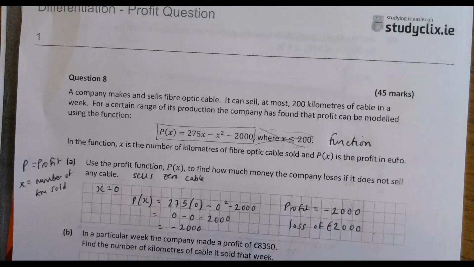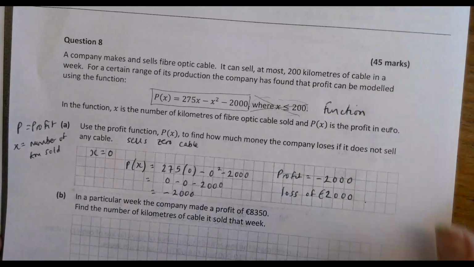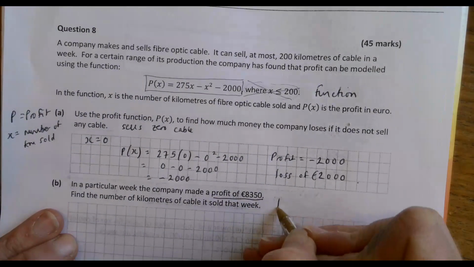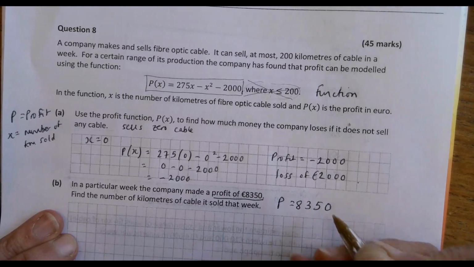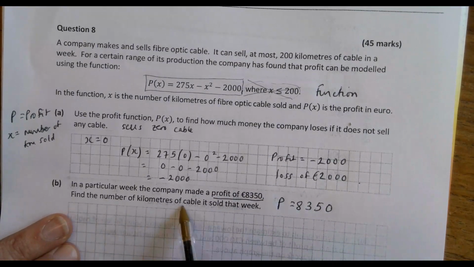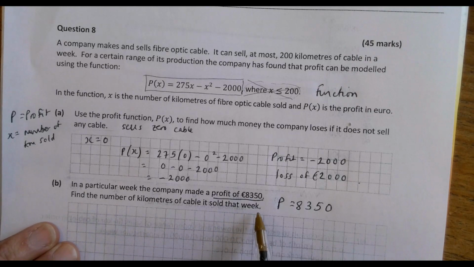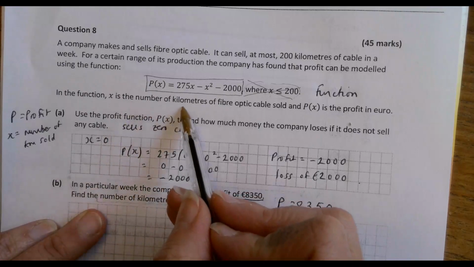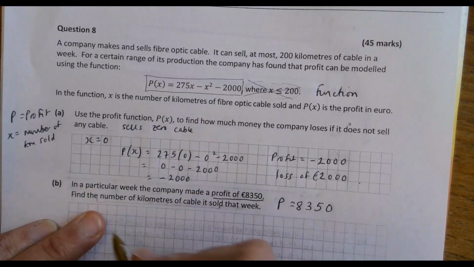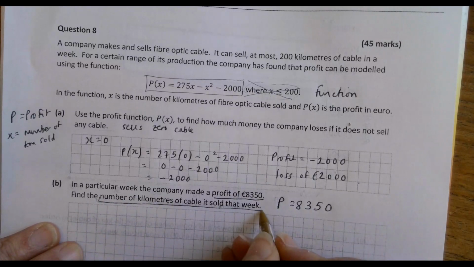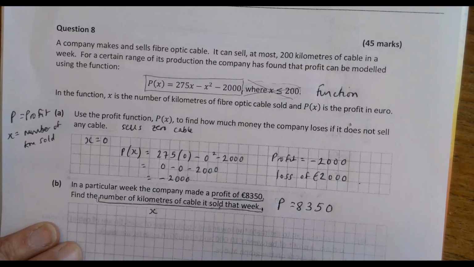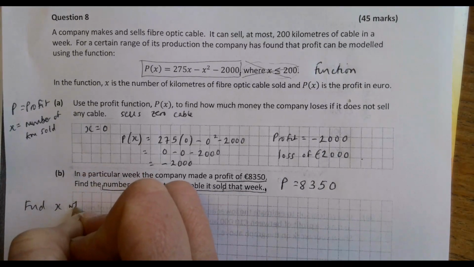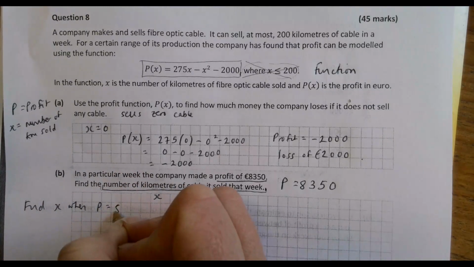Okay. In a particular week, the company made a profit of 8,350. So let's just write that down. P equals 8350. Find the number of kilometers of cable it sold that week. Remember, the number of kilometers of fibre optic cable sold is actually x. So they're asking me to find x. So what the question is saying is, find x when P equals 8350.